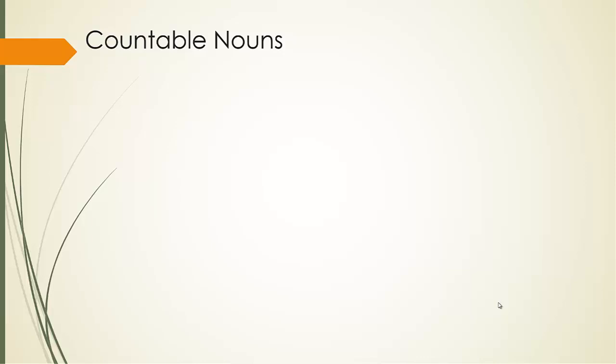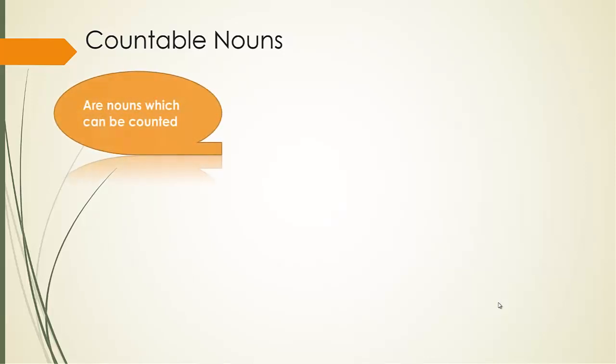What is the meaning of countable? So countable nouns are nouns which can be counted. What does this mean? This means that I can count them. So I can say 1, 2, 3. So it is able to be counted.